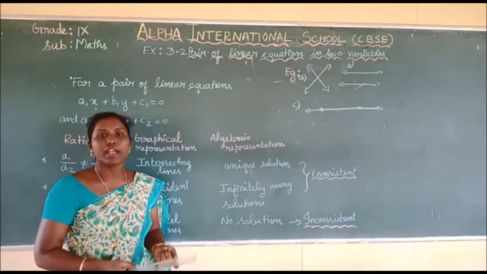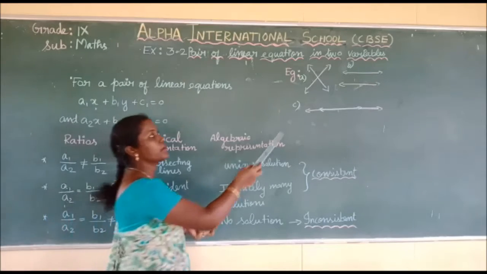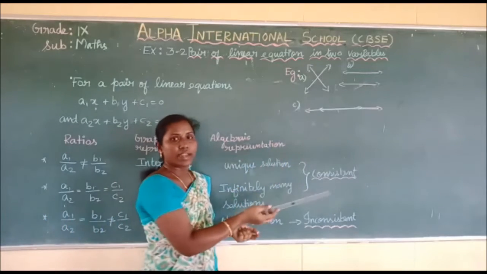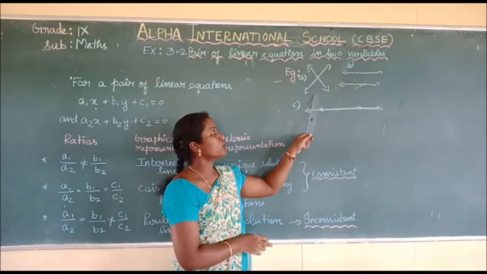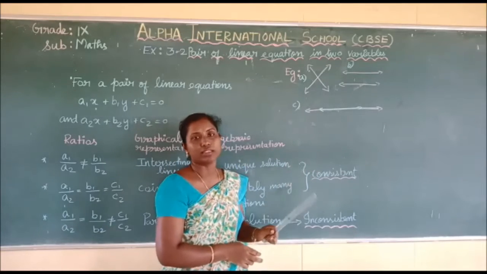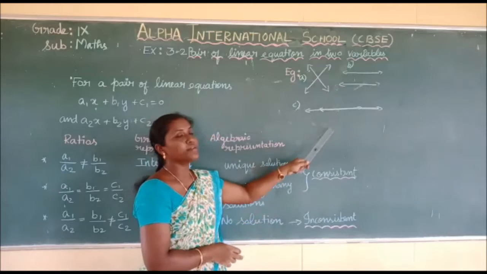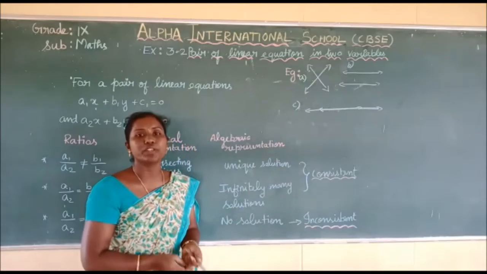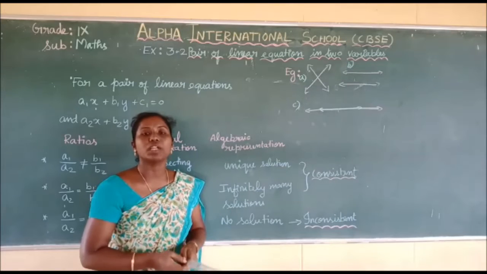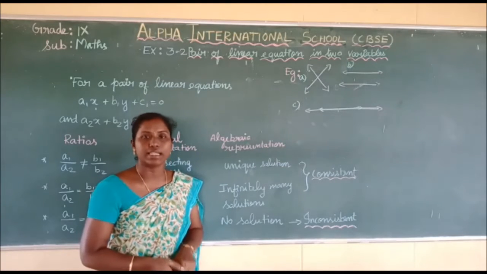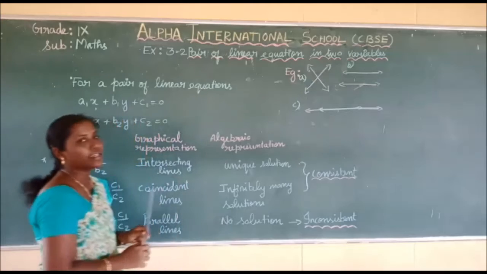In the last class we discussed that we draw the graph and we got the solution of the graph on the graph sheet. If we got these graphs, what will be the solution of the graph? What will be the solution of the pair of linear equations? That only we are going to solve today in this class. Okay, so let's see now.